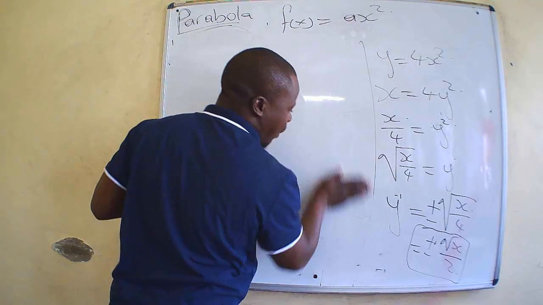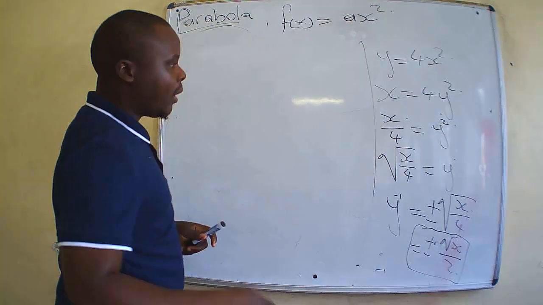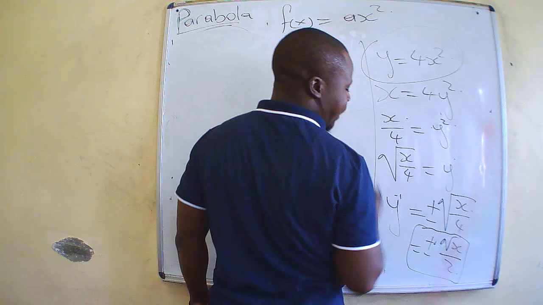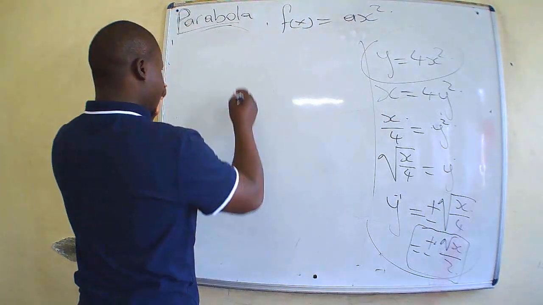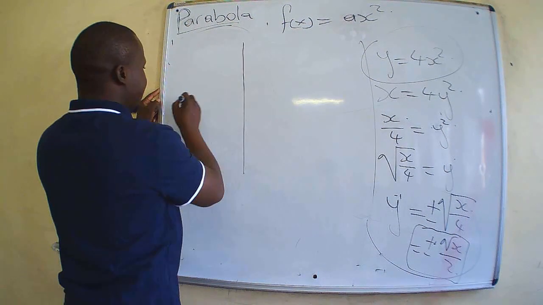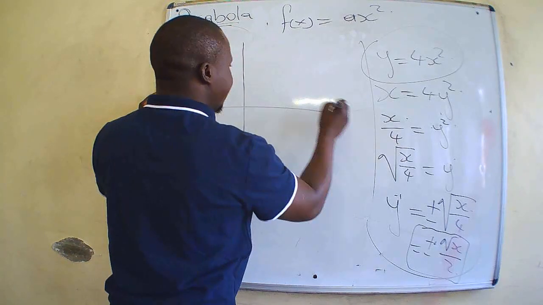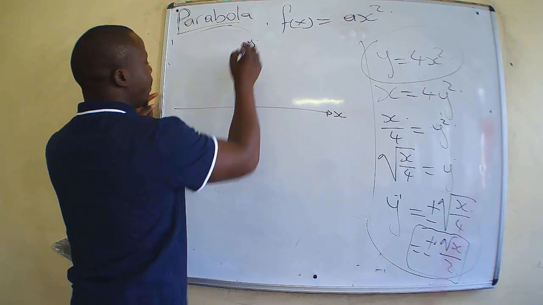So we have our original, which is this one here, and our inverse is this one here. So let's have a Cartesian plane. Here is our Cartesian plane, with x and y here.